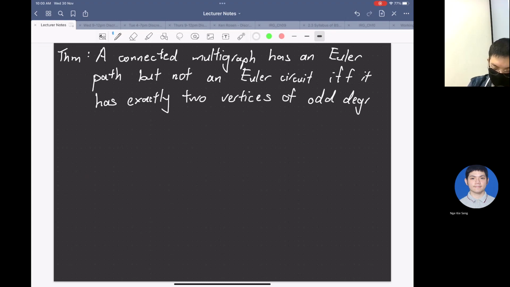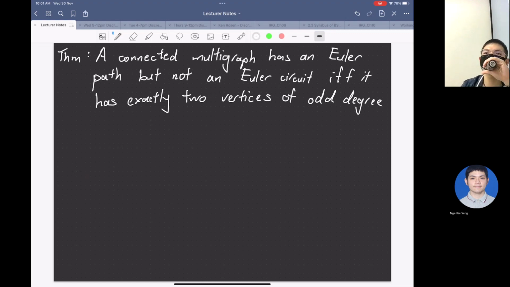Okay, so how to check whether a graph has an Euler path or not? Not an Euler circuit. Note that every Euler circuit is also an Euler path, but now we don't want the terminal vertex and the start vertex to be the same. So when do you have an Euler path? If and only if it has exactly 2 vertices of odd degree.